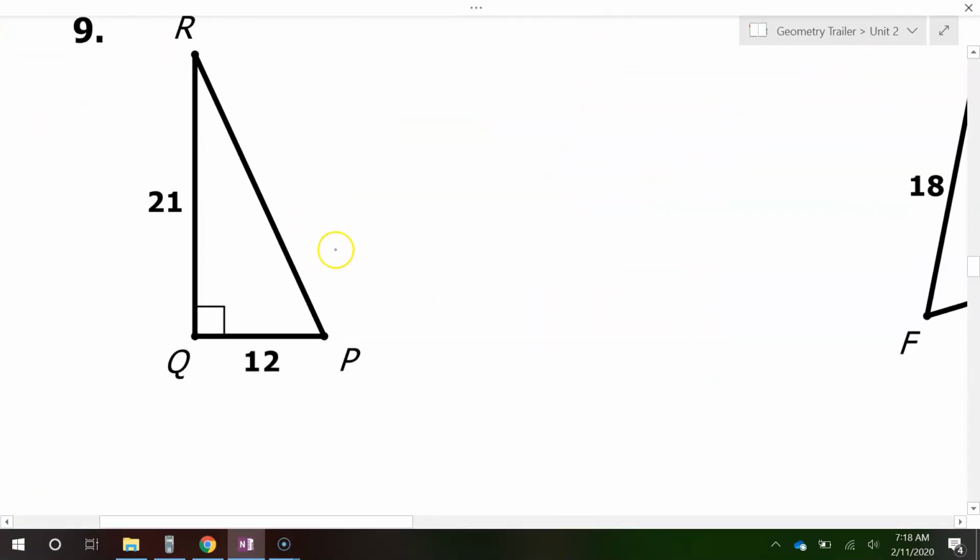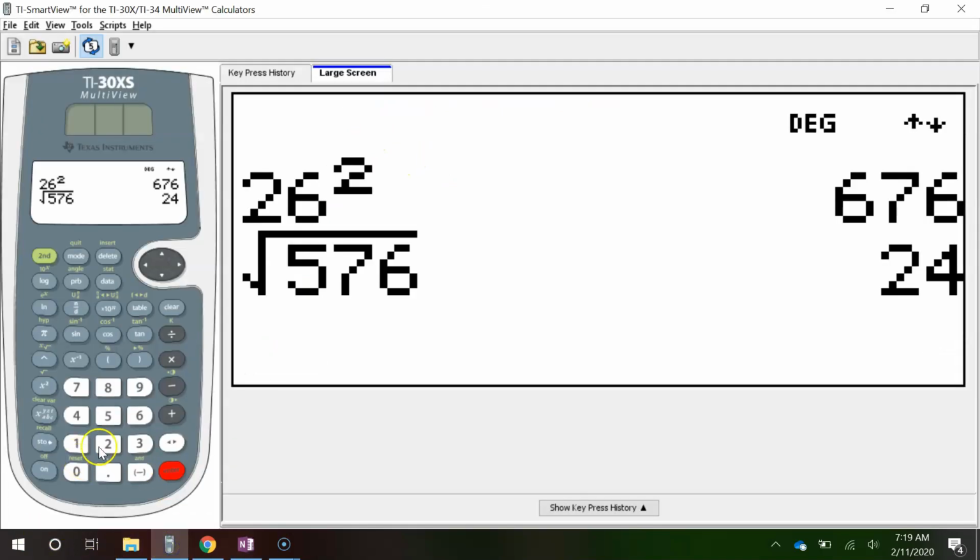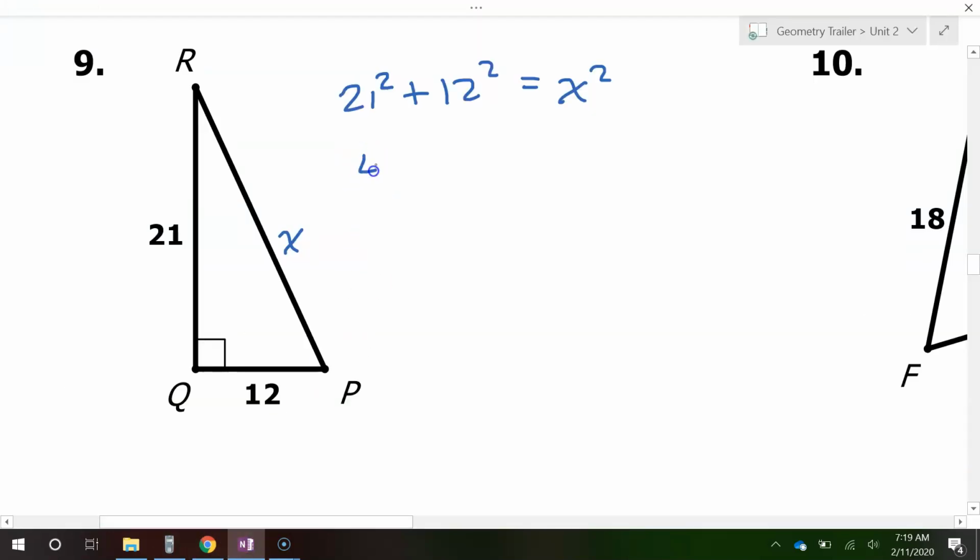So this time I want to find this one. This is the hypotenuse, so this will be by itself. So 21 squared plus 12 squared is equal to x squared. So let's see, 21 squared is 441. 12 squared is 144. That's equal to x squared.